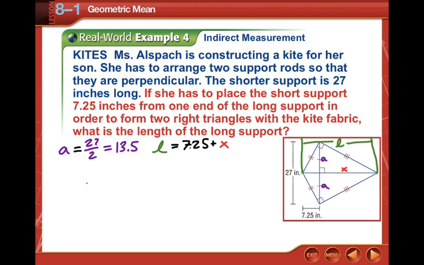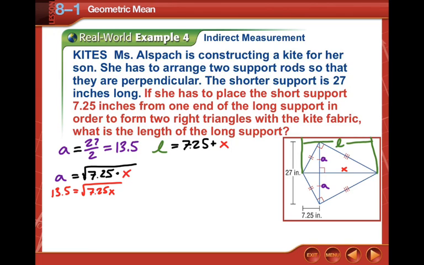And we know that our altitude, A, is equal to the square root of the 7.25 times x. Now, we know A, so we can plug that into the equation I just wrote and solve for x. So A, we just found, was 13.5. It's equal to the square root. I'm going to combine the two things together inside the square root, 7.25x.